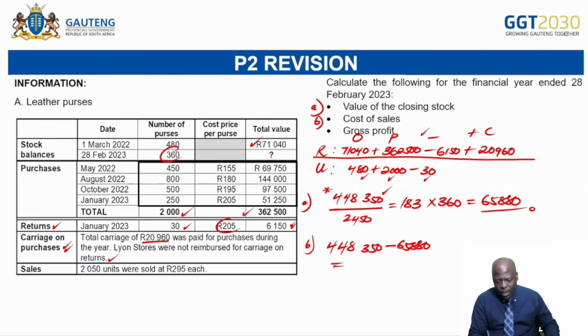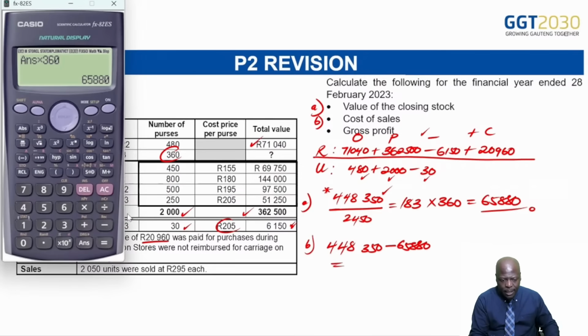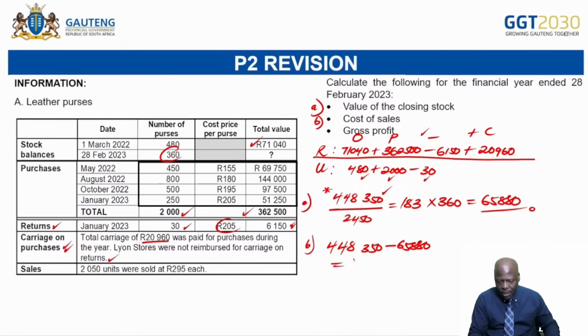So I come again to my calculator. Then I'll say 448,350 minus 65,880. And that will give me 382,500.